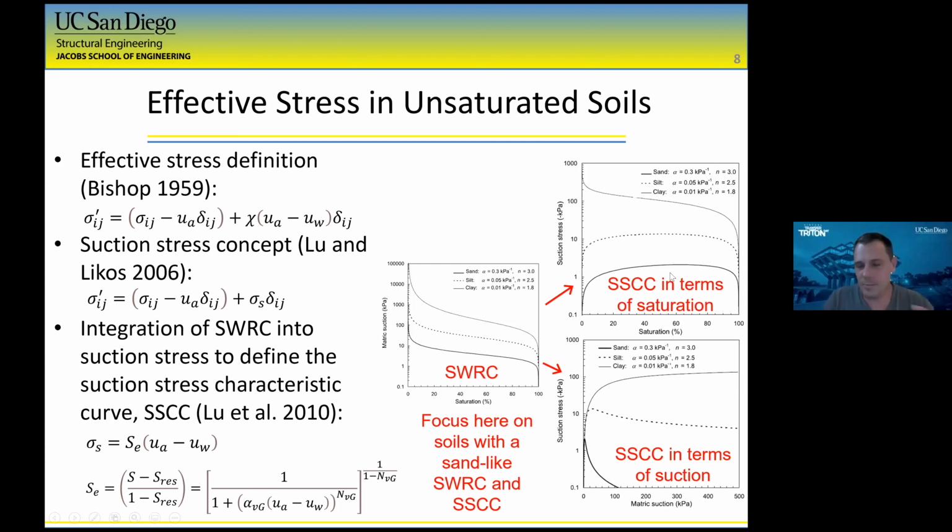So if you're at some middle range of degree of saturation, you're going to be having the greatest increase in interparticle forces in your soil. And those are going to be potentially restraining the amount of seismic compression that you're going to see.